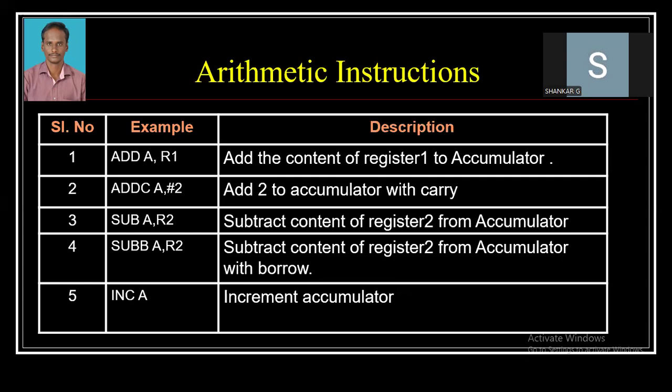Next, ADDC A, #2. We are adding 2 to the accumulator with carry. ADDC, where C represents the carry. So it adds 2 to the accumulator with carry.